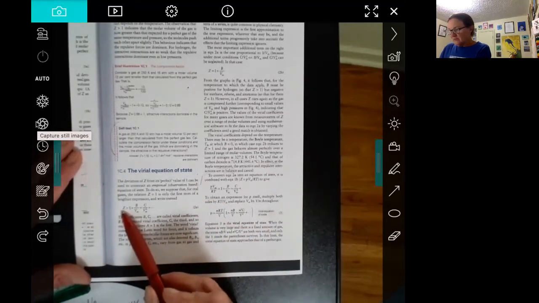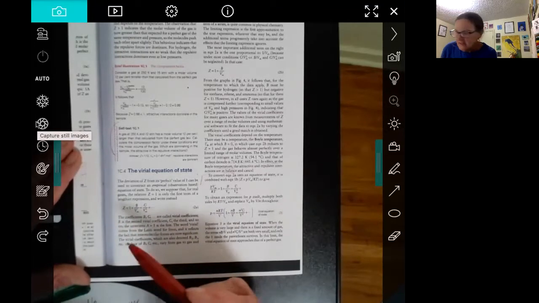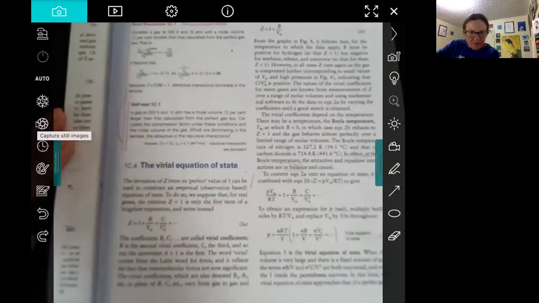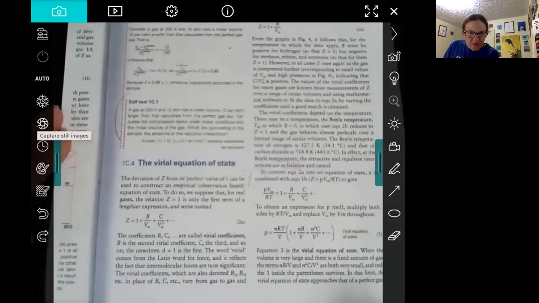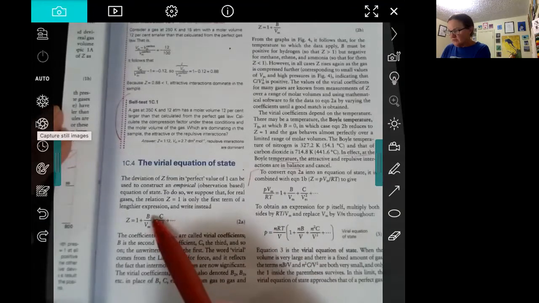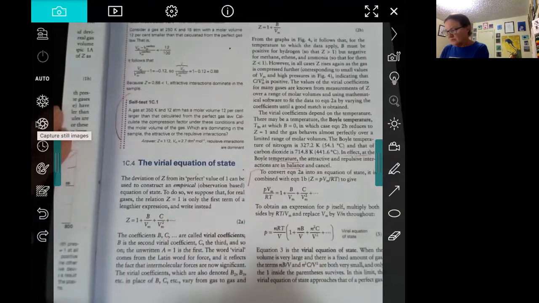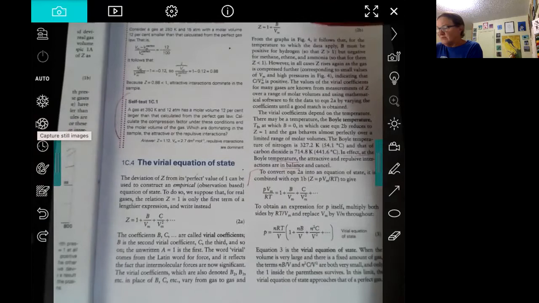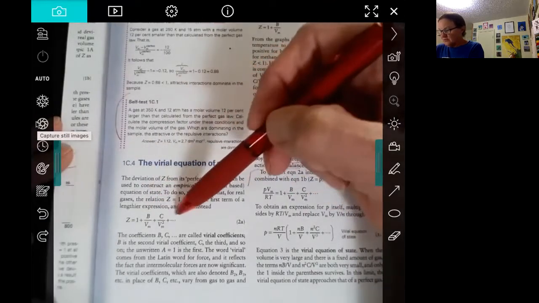But you can say a perfect gas would have Z equals 1. And if it's not perfect, we can make corrections. So we can have a B and C, and we can determine these experimentally. They're called the virial coefficients. So that's one way to make corrections, is to have terms.